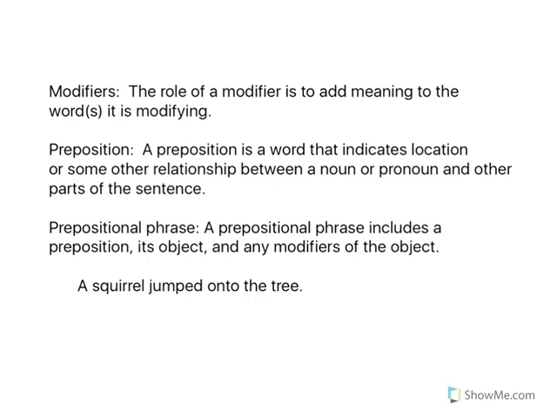So let's begin. The role of a modifier is to add meaning to the word or words it is modifying. There are two types of modifiers that we have learned so far. That's an adjective. An adjective is a word that describes a noun or pronoun. Adjectives tell us which, what kind, how many, or whose. And we've also learned about adverbs. An adverb is a word used to modify a verb, adjective, or another adverb. They tell us how, where, when, or to what extent.